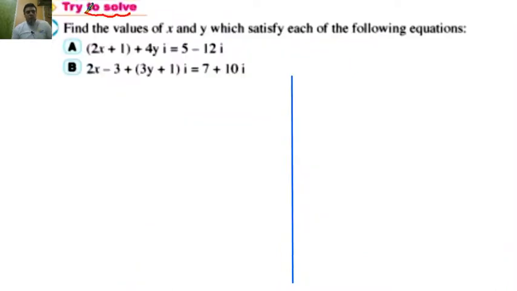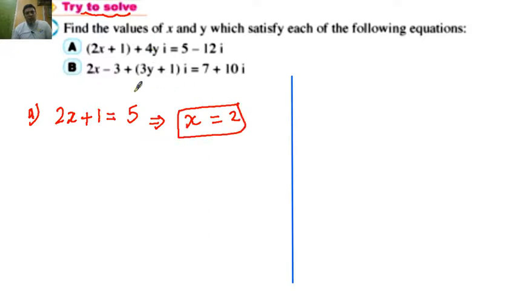Try to solve. Find the values of x and y which satisfy each of the following equations. The first number, A: 2x plus 1 plus 4yi equals 5 minus 12i. As the same, the real part equals the real part. The real part is 2x plus 1 equals 5. By solving this equation, 2x equals 4, then x equals 2. That's the value of x.